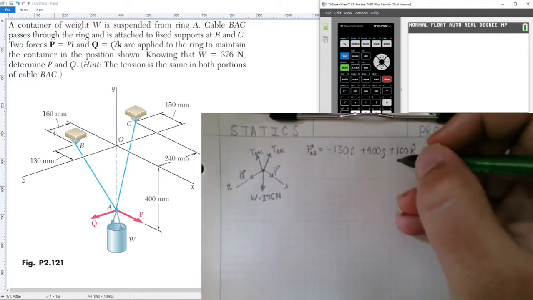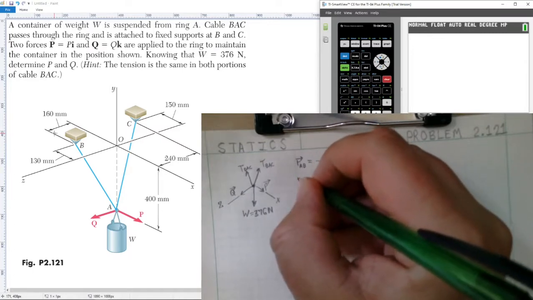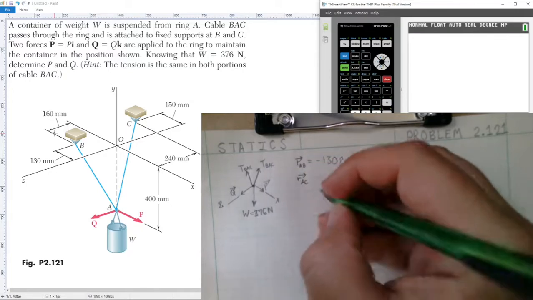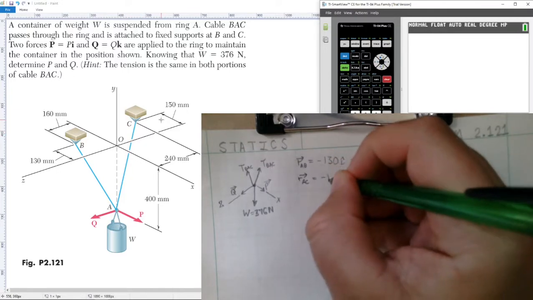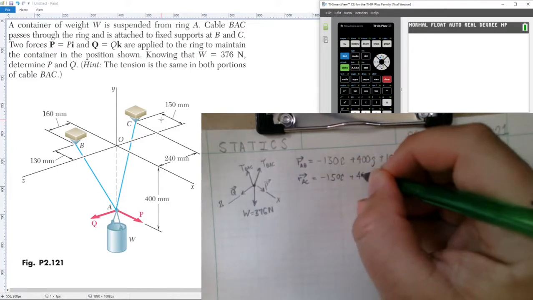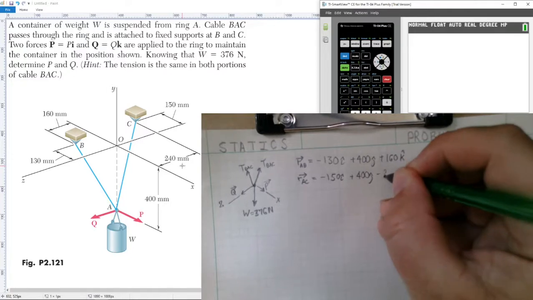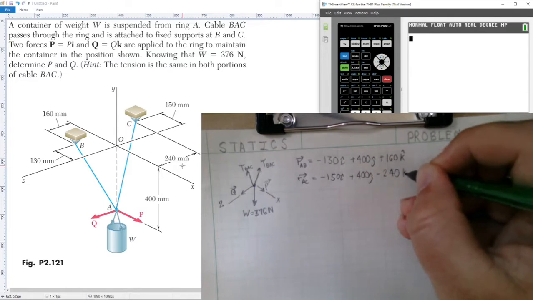Okay, I'm going to go ahead and also calculate the position vector for A to C. We'll do both of these in parallel at the same time. So A to C is slightly different. We're going 150 millimeters in the negative x direction, or negative i hat direction. We're going again up 400 millimeters in the j hat direction. And in the z-axis, we're going the negative z-axis, negative k hat, of 240 millimeters, so minus 240 millimeters in the k hat direction.